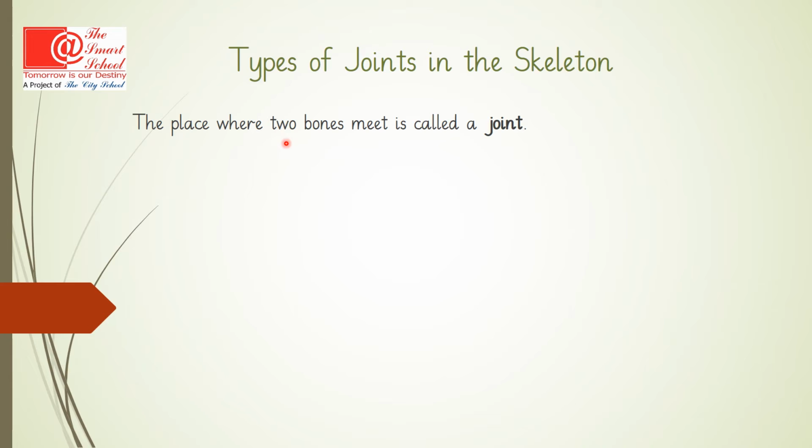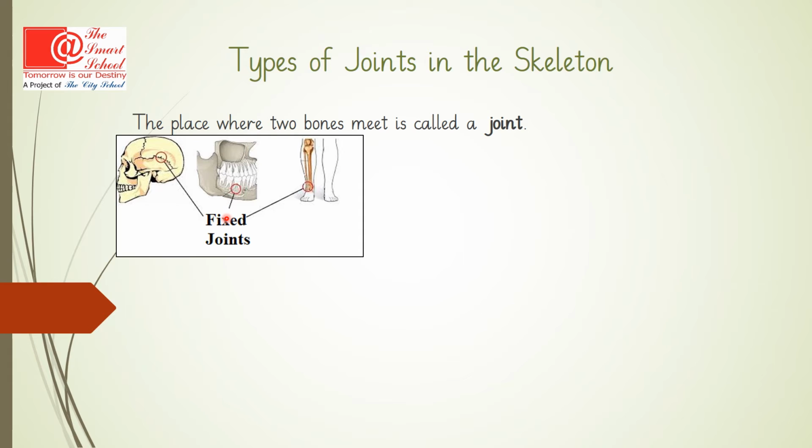Types of joints in the skeleton. The place where two bones meet is called a joint. Some of the types of the joint are fixed joints. Fixed joints are when the joints do not move. For example, the joints in the skull, or the joints in the jaw, or the joints present in the foot.